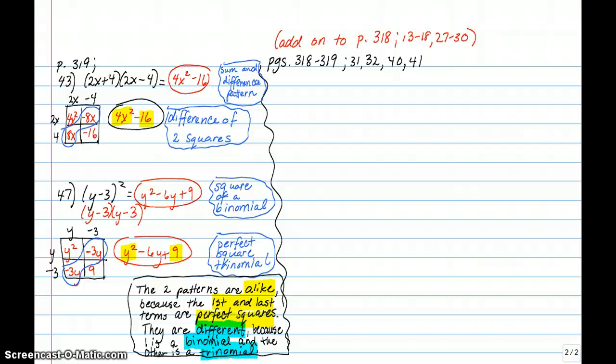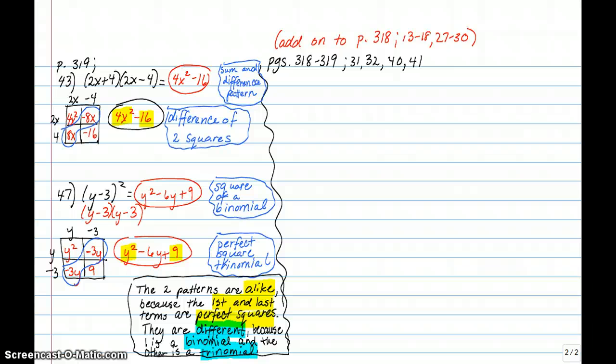So 2x times 2x is 4x squared, 2x times negative 4 is negative 8x, 4 times 2x is 8x, and 4 times negative 4 is negative 16. Your like terms are diagonal from one another. They are opposites, 8x and negative 8x, which means they go away or become 0. Your product is 4x squared minus 16. These two perfect squares, 4x squared and 16, are separated by subtraction, so this is called the difference of two squares. For number 47, you have y minus 3, and you're squaring that.